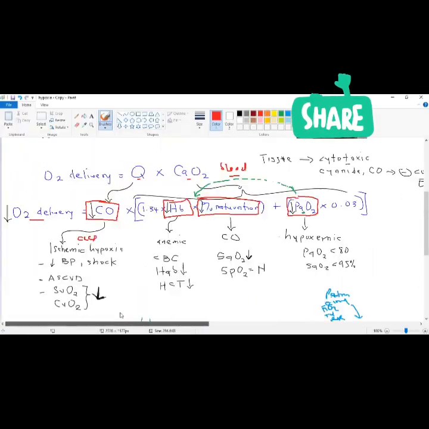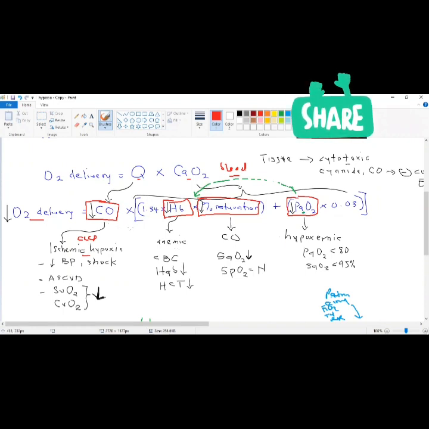So this formula basically summarizes what affects oxygen delivery. But remember, I can divide based on this: we know the patient can have ischemic hypoxia, right? So if there's no blood flow, like shock, in that case every other thing is fine, but there's no blood flow. The heart is not pumping blood, it's not circulating.